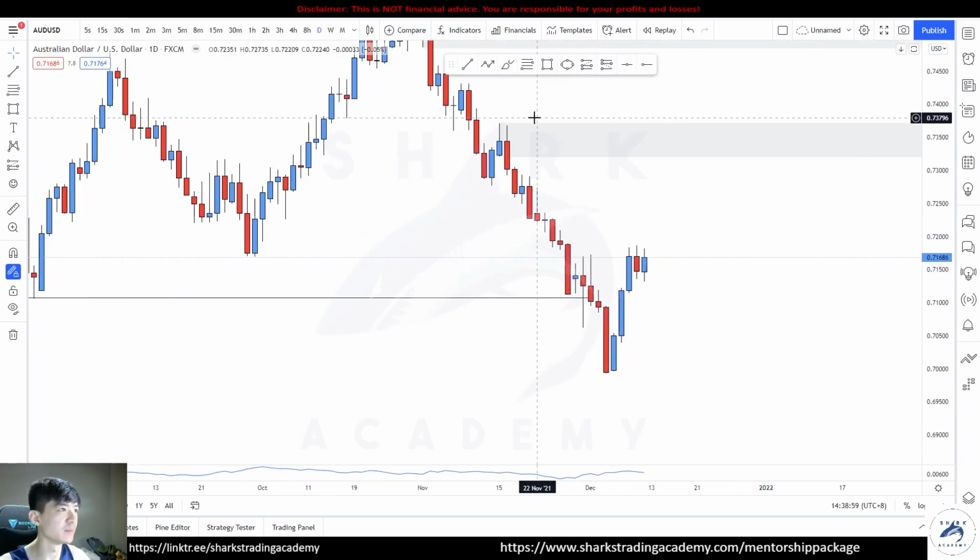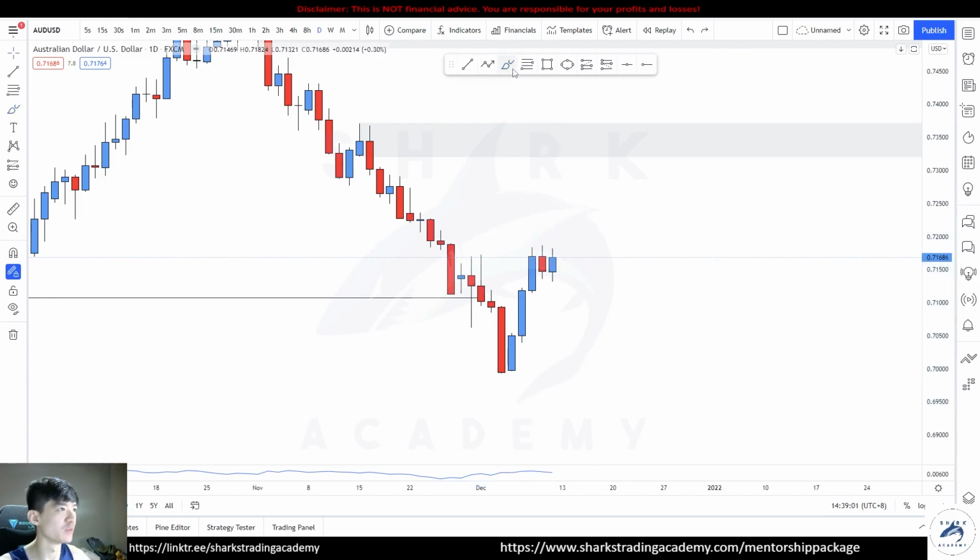And can you see that price changed in terms of direction? We have a high created over here, and then we have a low created over here, right?